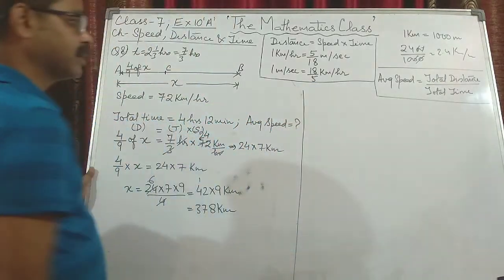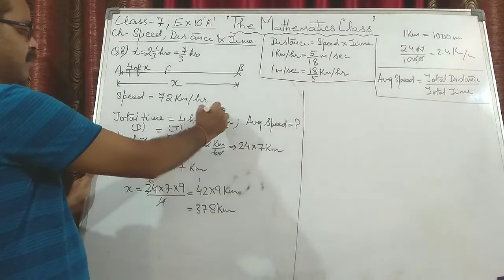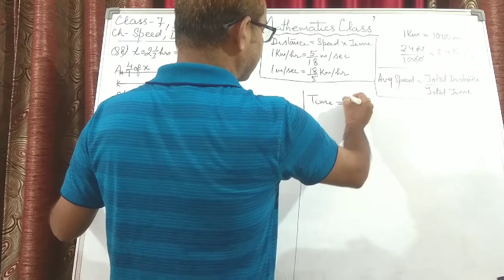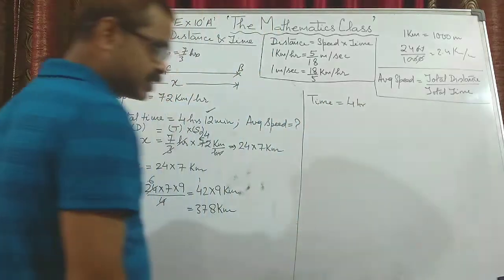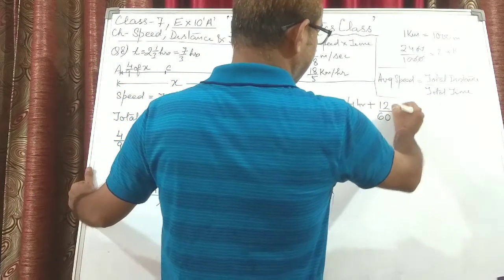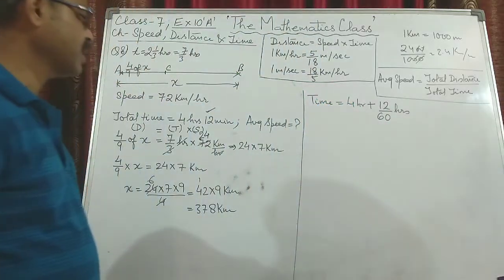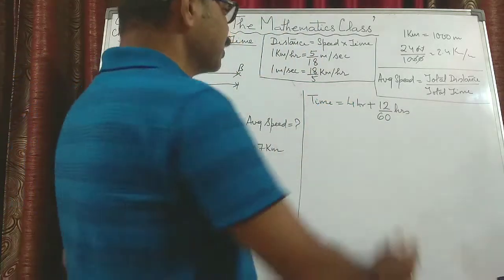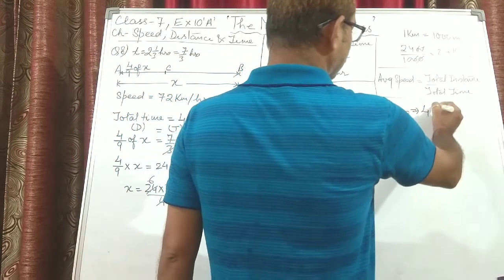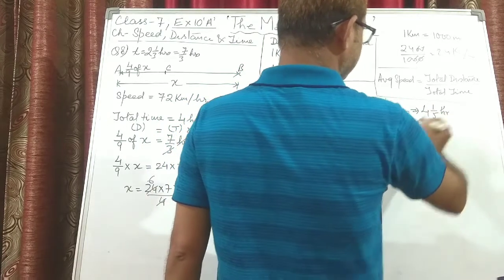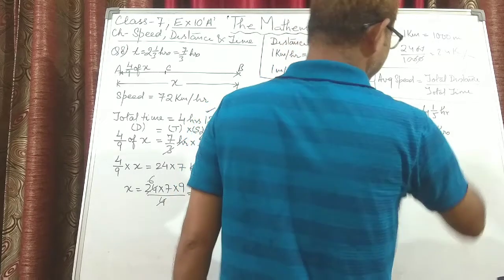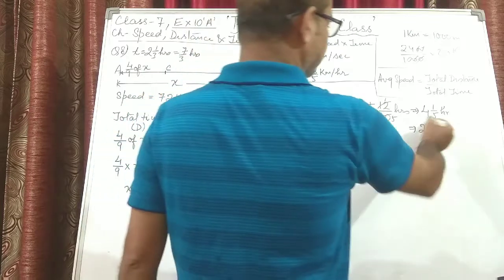Now we need to calculate the total time. They say total time is 4 hours and 12 minutes. 12 minutes can be written as 12 upon 60 hours. Why? Because we know that in 1 hour there are 60 minutes. So 12 ones are 12, 12 fives are 60. So it becomes 4 whole 1 upon 5 hours. If you simplify, it will become 21 upon 5 hours. We know total time is 21 upon 5 hours.